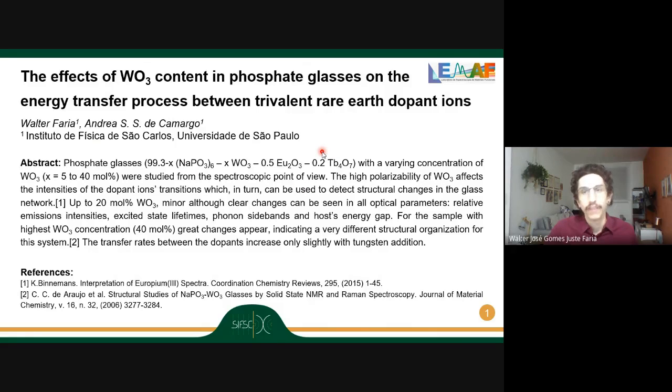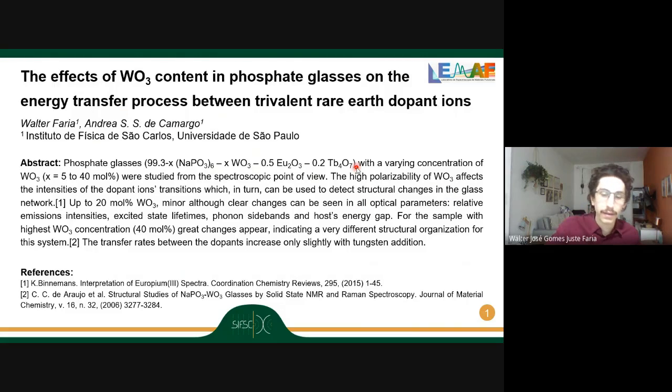And why is that? What will be the effect? Well, this oxide possesses a really high polarizability. And polarizability affects the intensity of rare earth transitions. So as the polarizability increases, as we might expect from the tungsten oxide, we might see an increase in the intensities of the rare earths. On the other hand, we are not expecting any energy transfer process difference due to this polarizability.